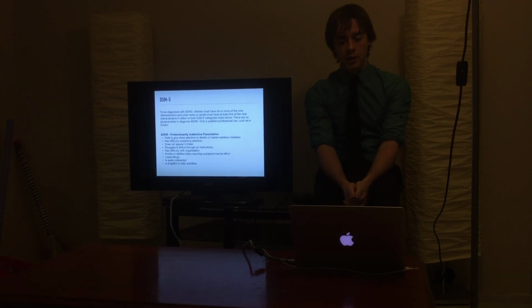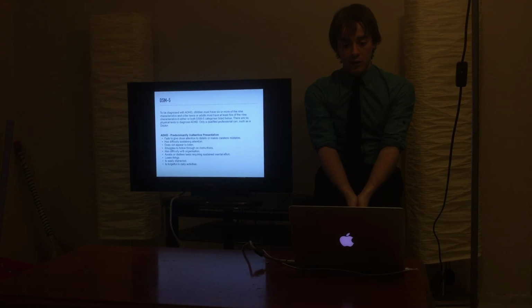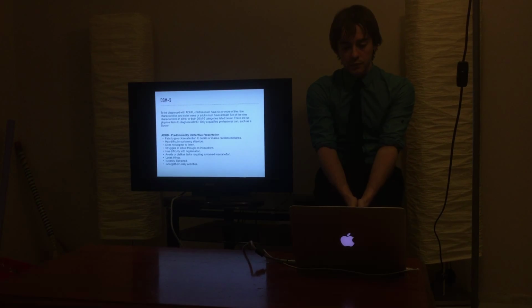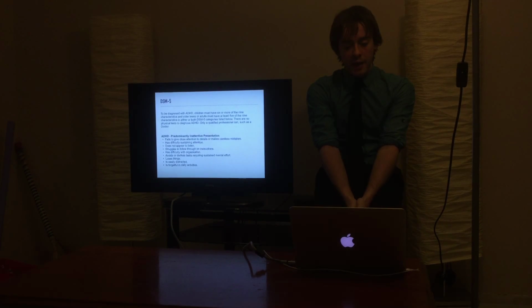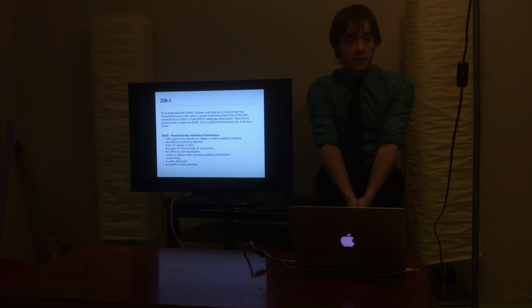To be diagnosed with ADHD, children must have 6 or more of the 9 characteristics, and older teens or adults must have at least 5 of the 9 characteristics in either or both DSM-5 categories listed below. There are no physical tests to diagnose ADHD. Only a qualified professional, such as a doctor, can diagnose it.